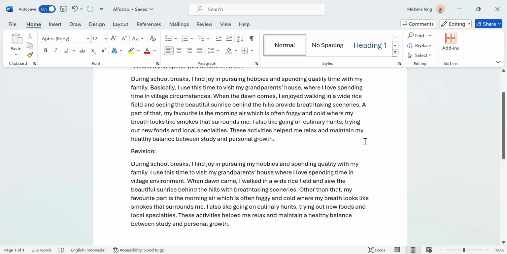You should not add another my right here because you already state that these help me relax and maintain. So the word me already covers relax and maintain. So we should not add another my, I mean the I subject, right here. This sounds already good and well. So I should just maintain a healthy balance, so it doesn't sound repetitive.